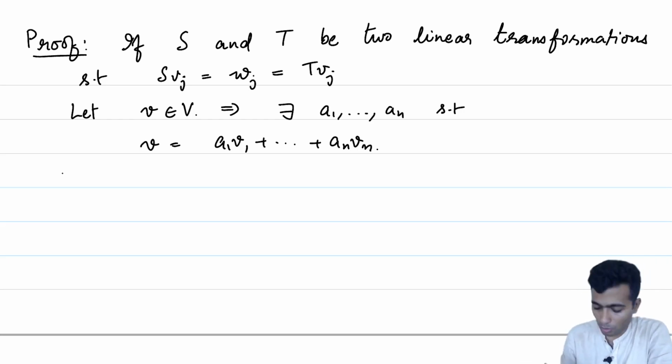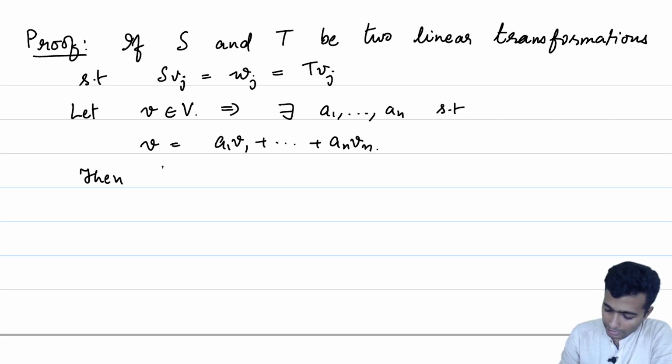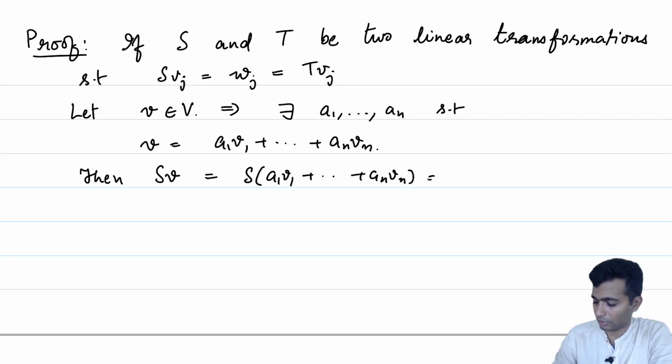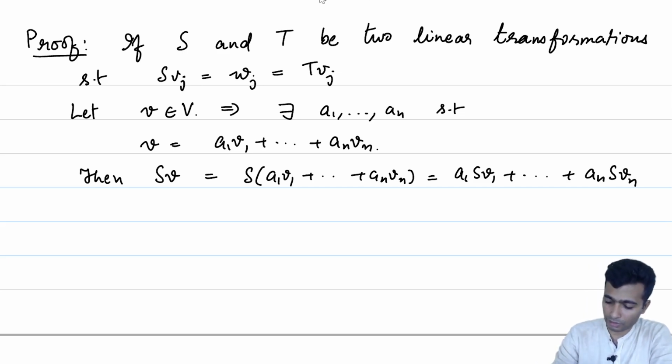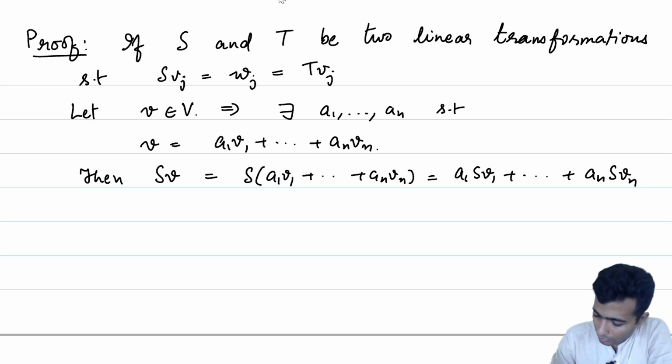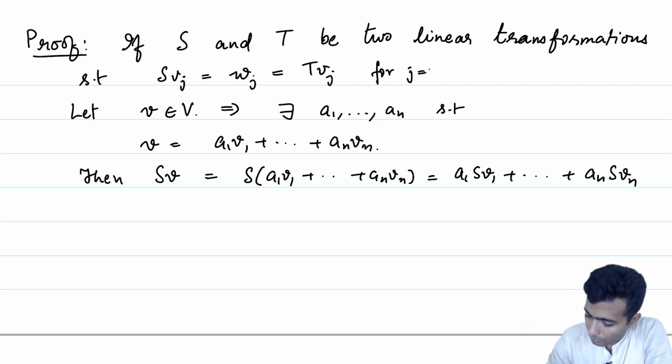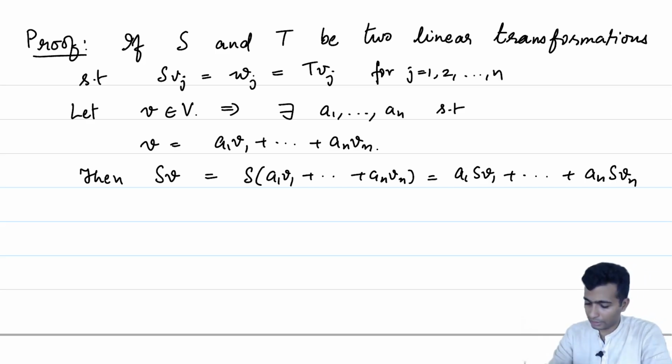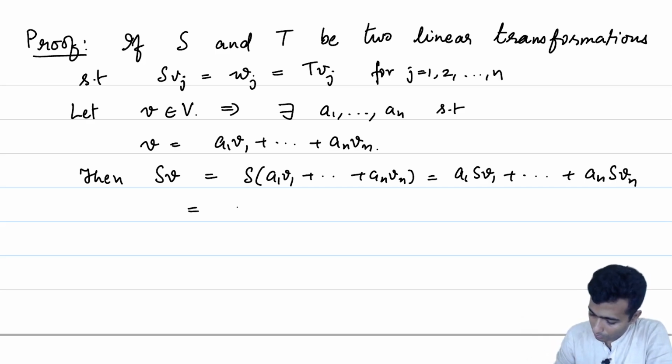What is going to be S of V? Then S of V is nothing but S of A1 V1 plus An Vn, which is equal to A1 S V1 plus An S Vn. But our assumption here, which now I am again underlining in red, tells us that for j equal to 1 to n, S of Vj is equal to Wj. Let me write here for j equal to 1 to n. And that implies that this is equal to A1 W1 plus up to An Wn.